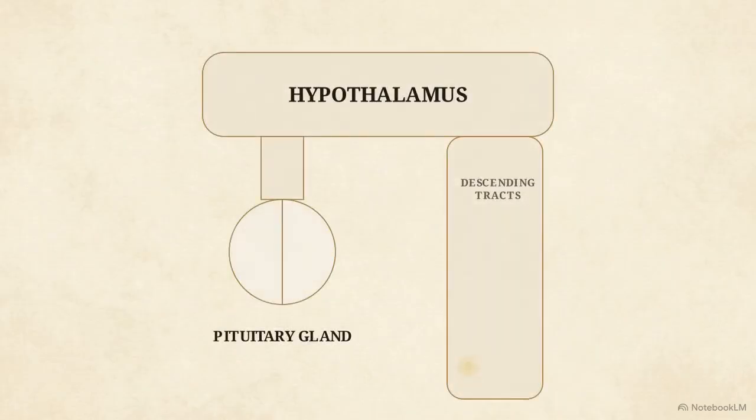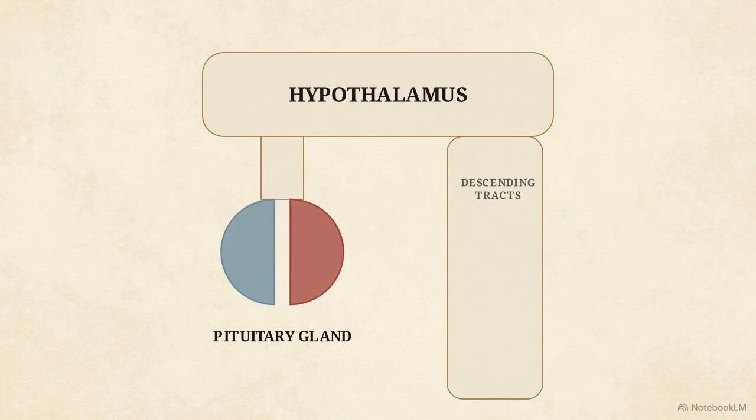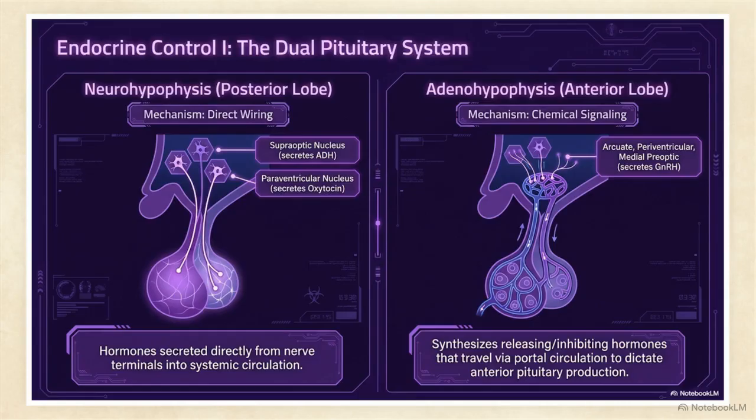Moving down from the descending spinal tracts, we find the brain's inferior connection, the dual pituitary system. This schematic details the bimodal nature of endocrine control. The Neurohypophysis, or posterior lobe, operates on direct electrical wiring. Axons extend straight from the supraoptic and paraventricular nuclei, dumping hormones like ACTH and oxytocin directly into systemic circulation.